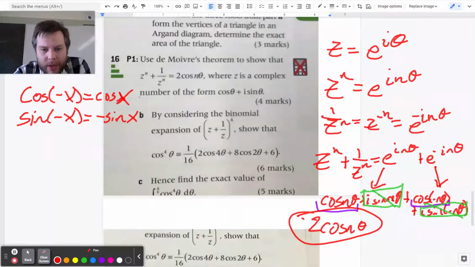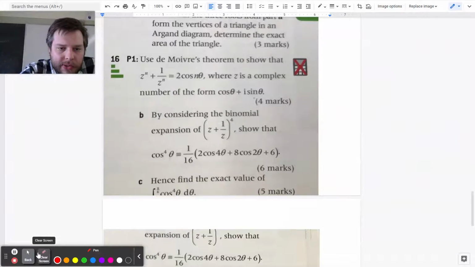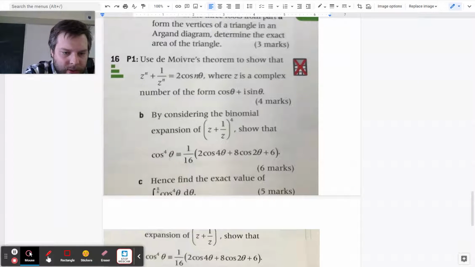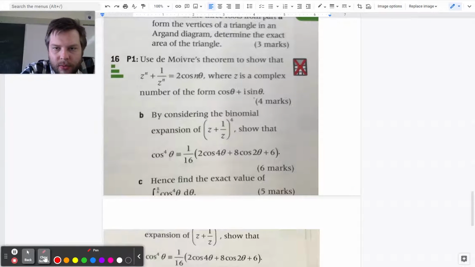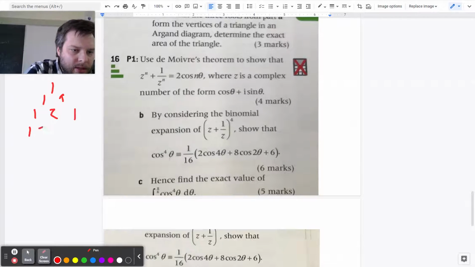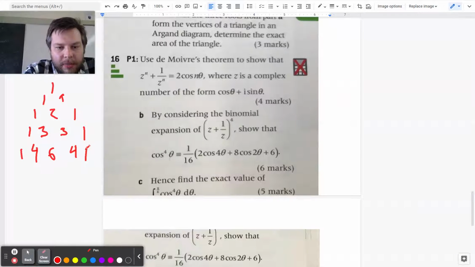Okay, there we go. So we have 2 cosine of n theta. We don't need this anymore because it was a show that sort of problem. So we already know the answer. Part B, consider the binomial expansion of z plus 1 over z to the fourth. I'm going to just draw Pascal's little triangle, just to get the fourth row, because that tells me the coefficients of the expansion.